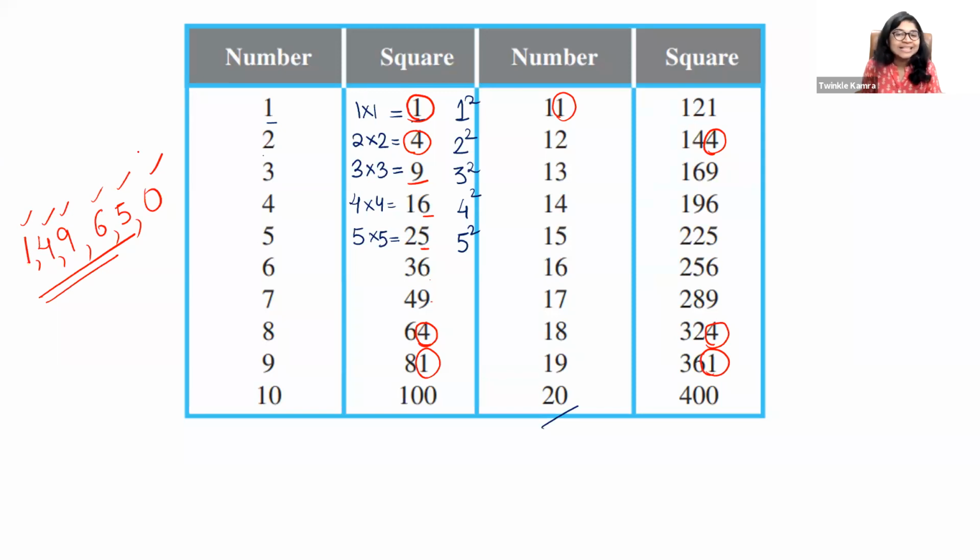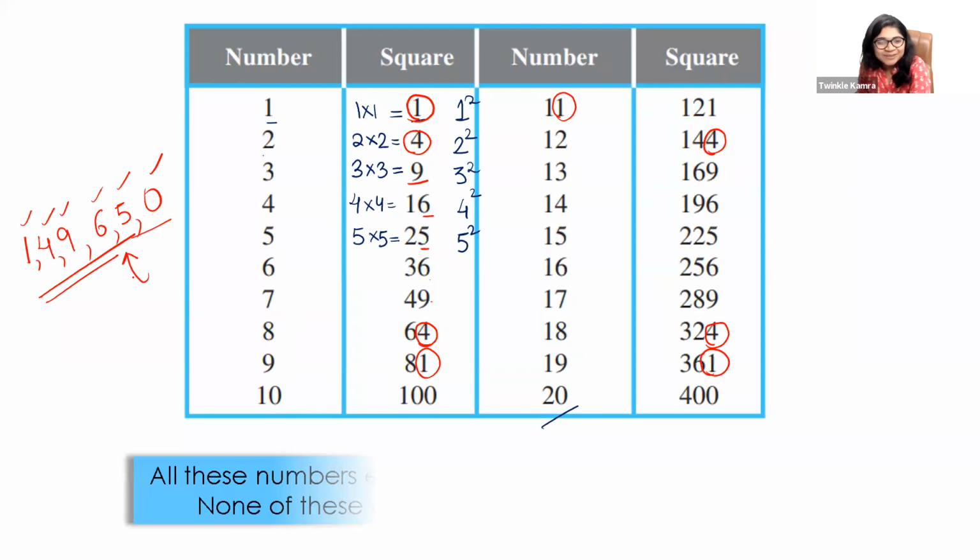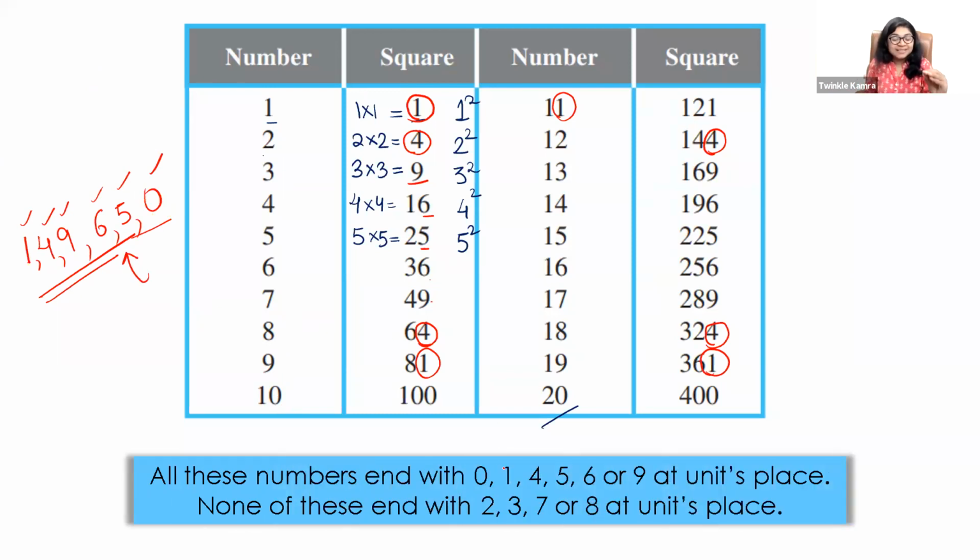Why is this so? Just see. Any number you pick will always end with 1, 2, 3, 4, 5, 6, 7, 8, 9 or 0. If you square it, it will end with these digits. Look, all these numbers end with 0, 1, 4, 5, 6 or 9 at the units place. But the surprising fact is, I could not see 2, 3, 7 or 8 anywhere.